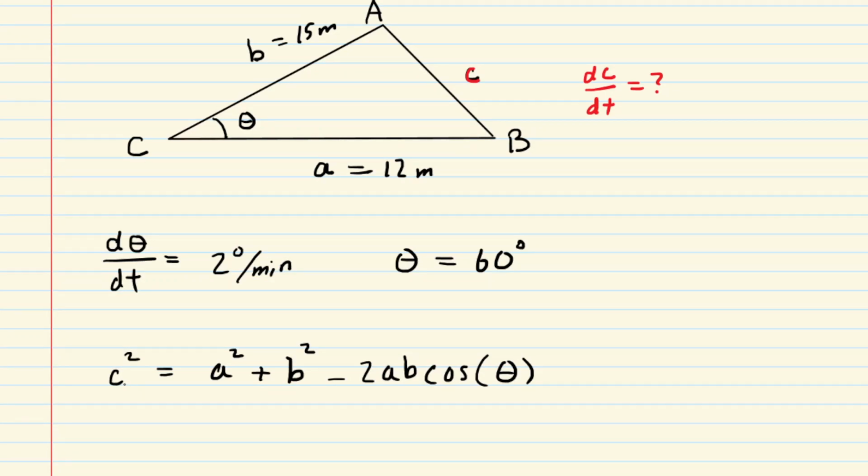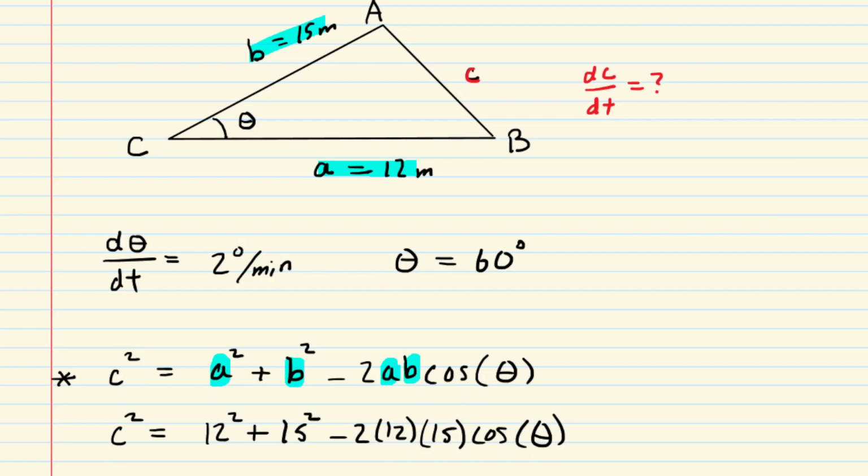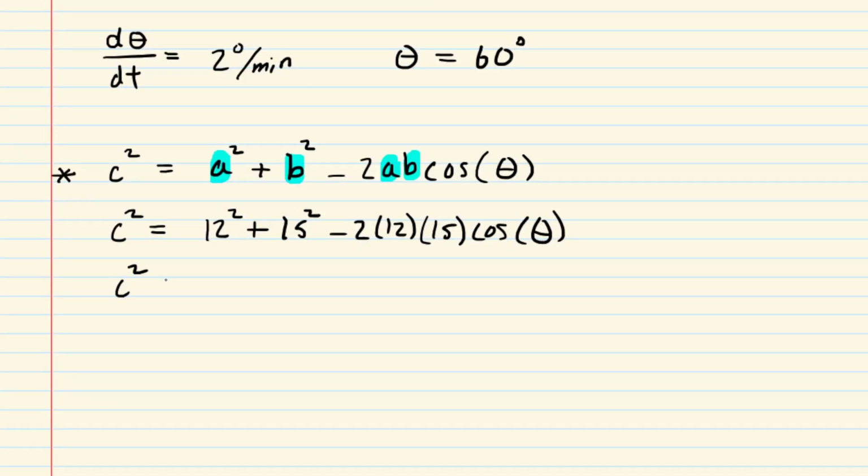Here is the law of cosines, and we are going to differentiate it with respect to time. But perhaps before we do that, we should plug in the values of a and b, because those values are fixed. So they're not changing, they're constants in other words. Let's go ahead and plug them in for the a and b into the law of cosines. And then we can simplify it. We know that 12 squared plus 15 squared would be 369 minus, and then 2 times 12 times 15 is 360. Okay, this is looking really good.